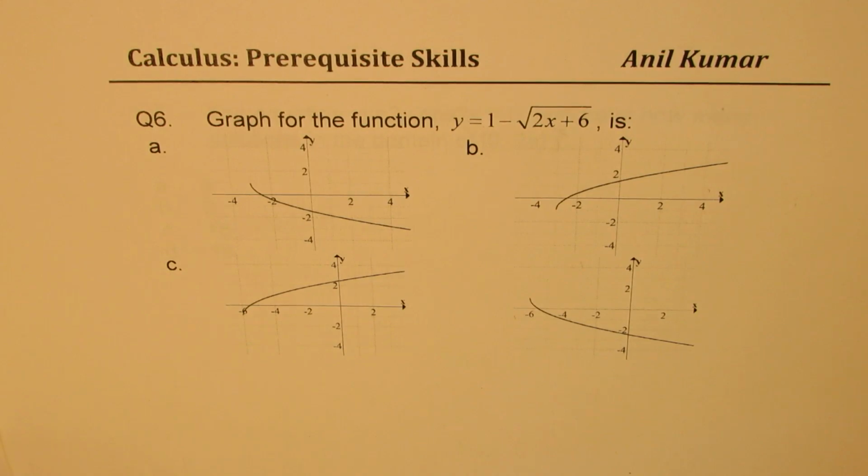Question number 6. The graph for the equation y equals 1 minus square root of 2x plus 6 is what? So 4 different graphs are given to you. You need to figure out which one is the correct one.